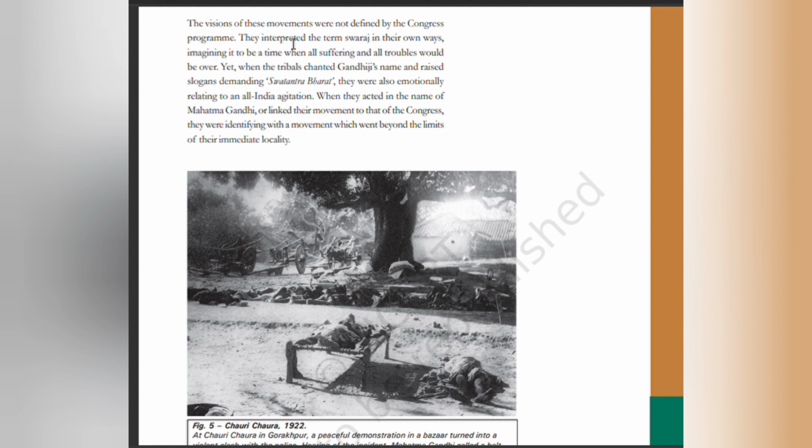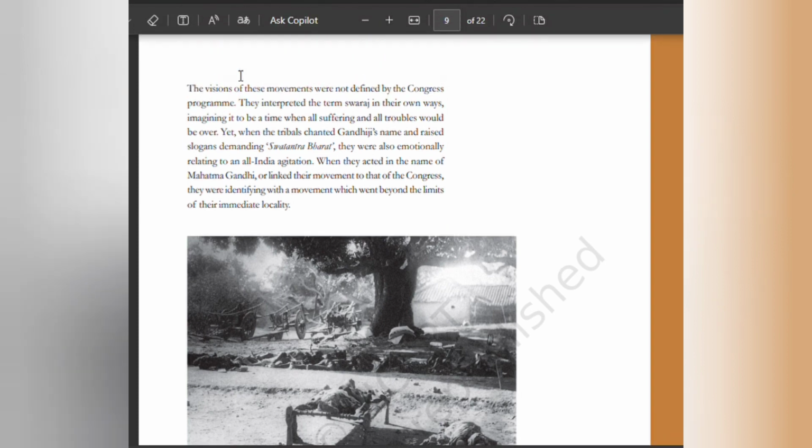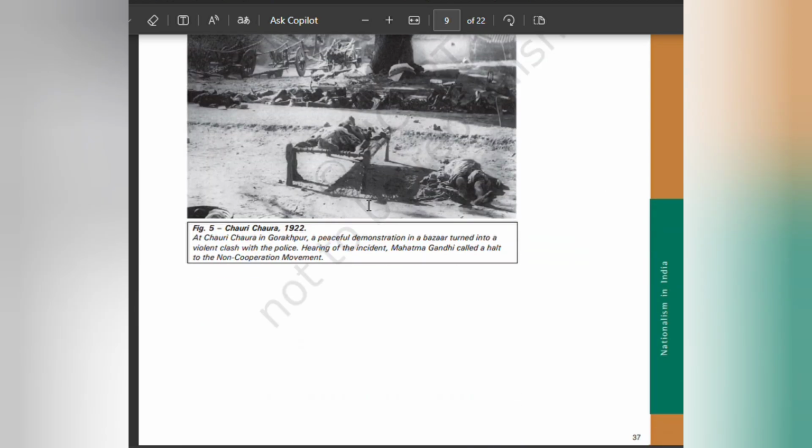The visions of the movements were not defined by the Congress program. They interpreted the term Swaraj in their own ways, imagining it to be the time when all suffering and all troubles would be over. Yet when the tribals chanted Gandhiji's name and raised slogans demanding Swatantra Bharat, they were also emotionally relating to the all-India agitation. When they acted in the name of Mahatma Gandhi or linked their movement to that of the Congress, they were identifying with a movement which went beyond the limits of their immediate locality.